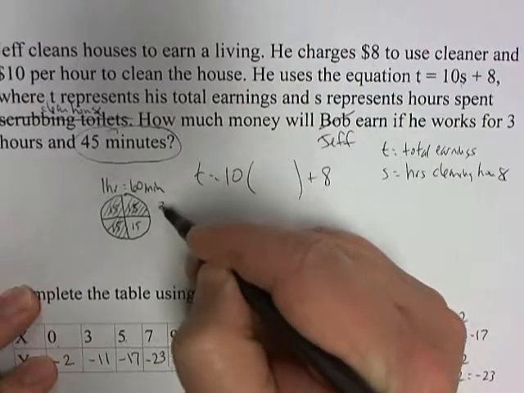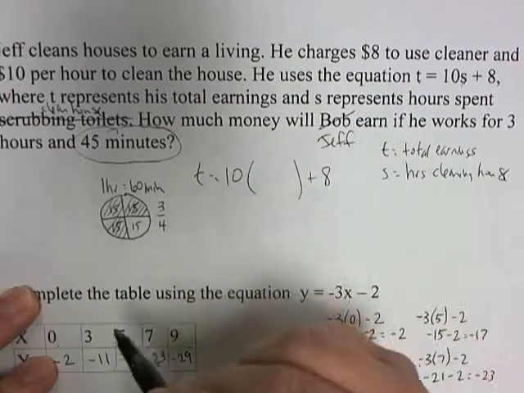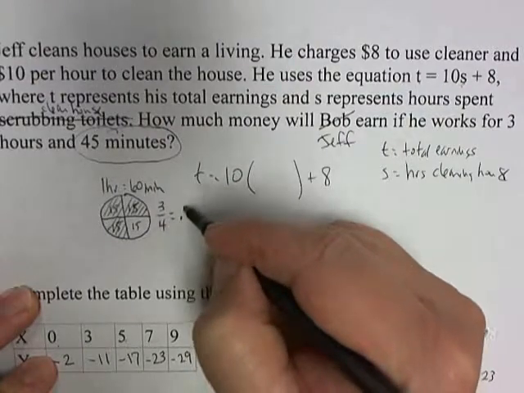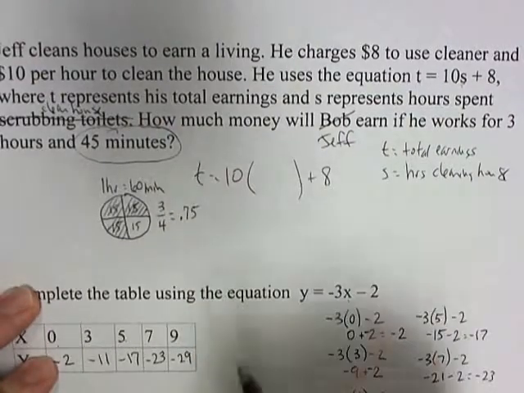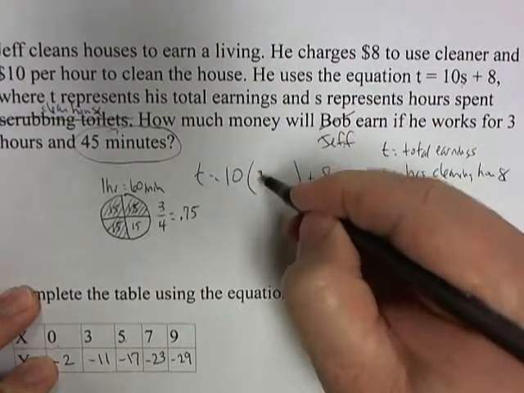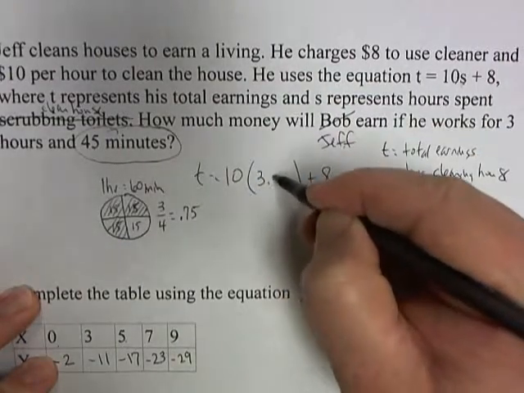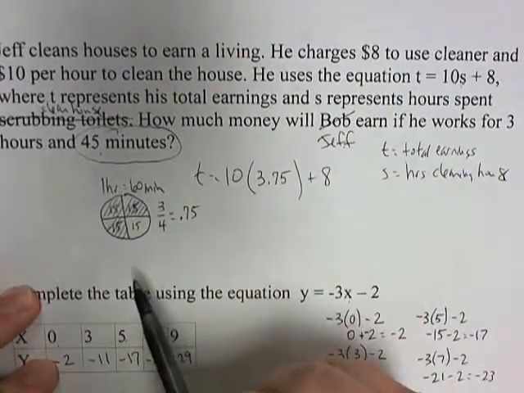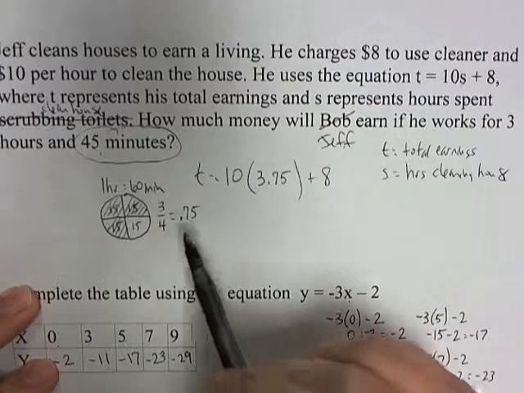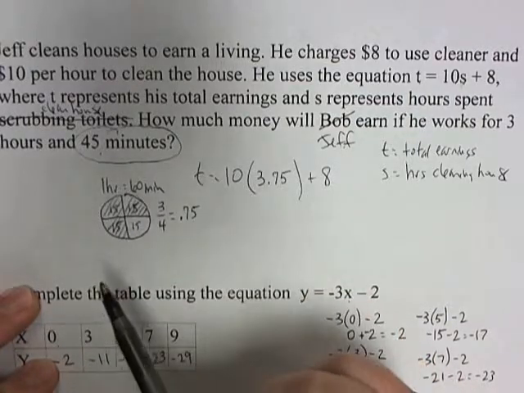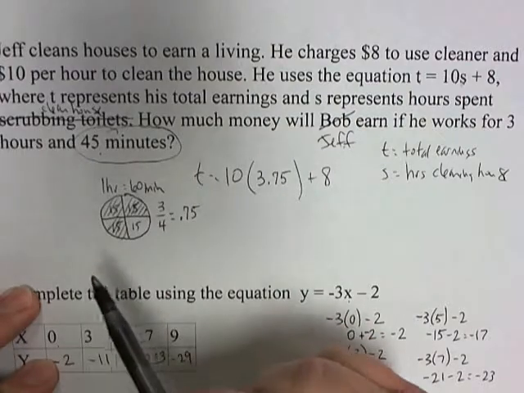So we've shaded 3 out of the 4 slices, 3/4. 3/4 represents 0.75 in decimal form. So Jeff worked for 3.75 hours. We converted 45 minutes to 0.75, and if you're not sure how that conversion happened, look at your 1 hour circle graph and break it up into quarter slices.